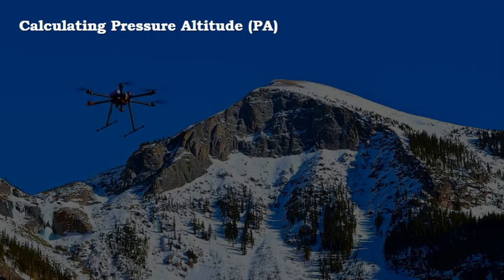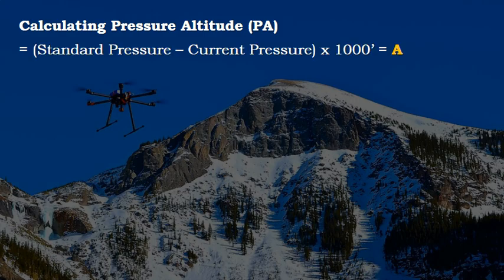To calculate density altitude, first pressure altitude must be calculated. This is done by subtracting the current barometric pressure from the standard pressure and multiplying it by 1,000. The standard pressure used is always 29.92. Then add the field elevation to come up with the pressure altitude.